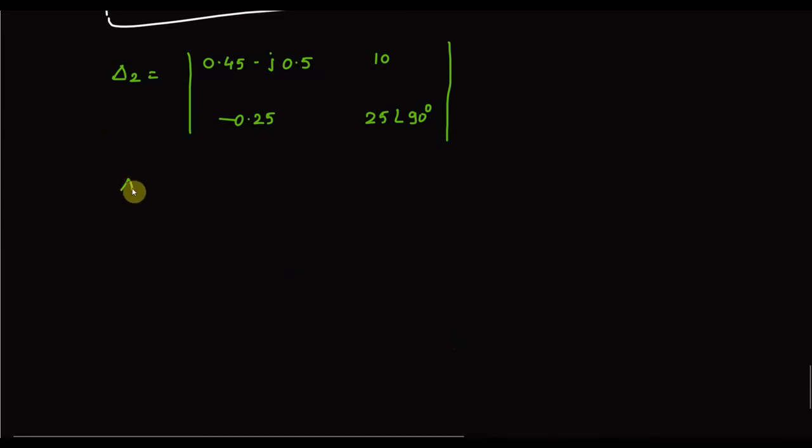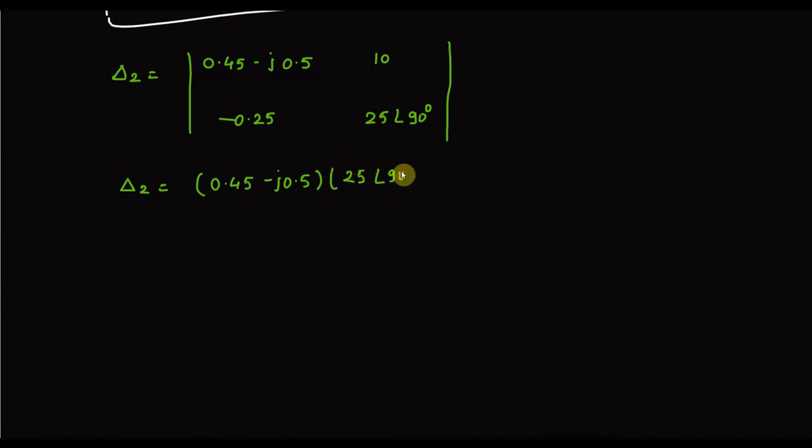So when you solve this determinant, your delta 2 comes out to be 0.45 minus j 0.5 angle 25 at an angle 90 minus 10 into 0.25. I have simply cross multiplied that. So here you will get the value of delta 2.